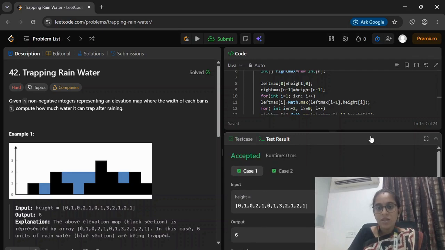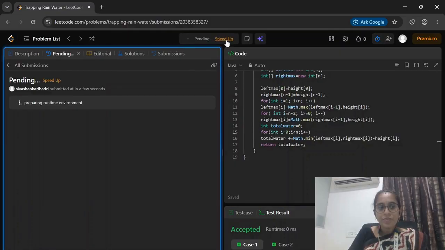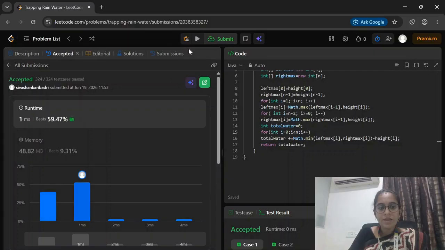Now we have to submit this problem also. It takes time, and we have submitted the problem. It has run, and the problem has been completed. The time complexity of this problem is order of 3n, because we have used 3 different loops. So commonly we can say it is order of n.